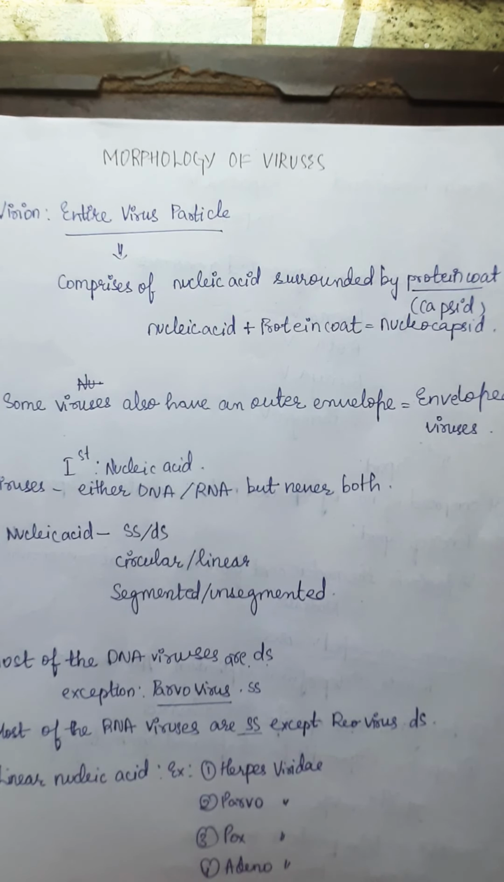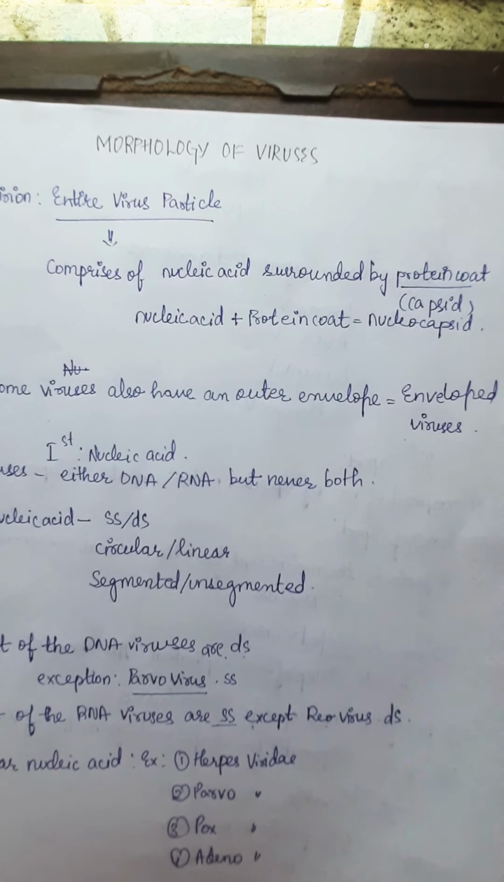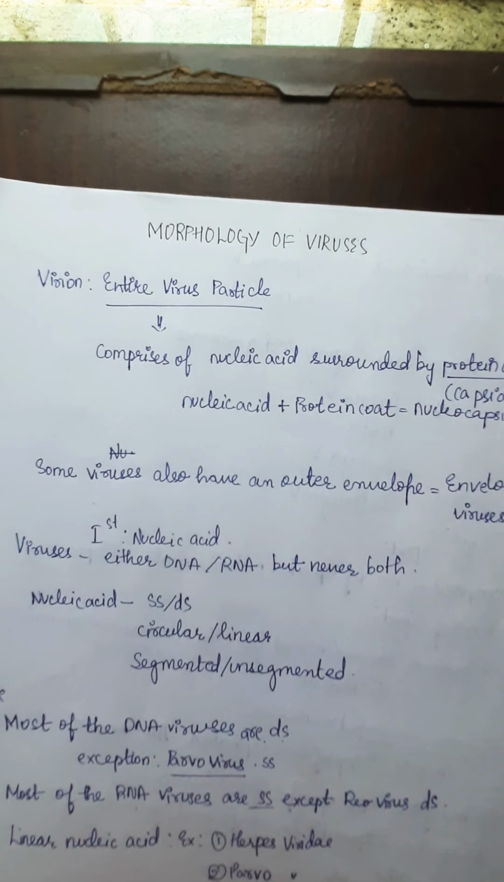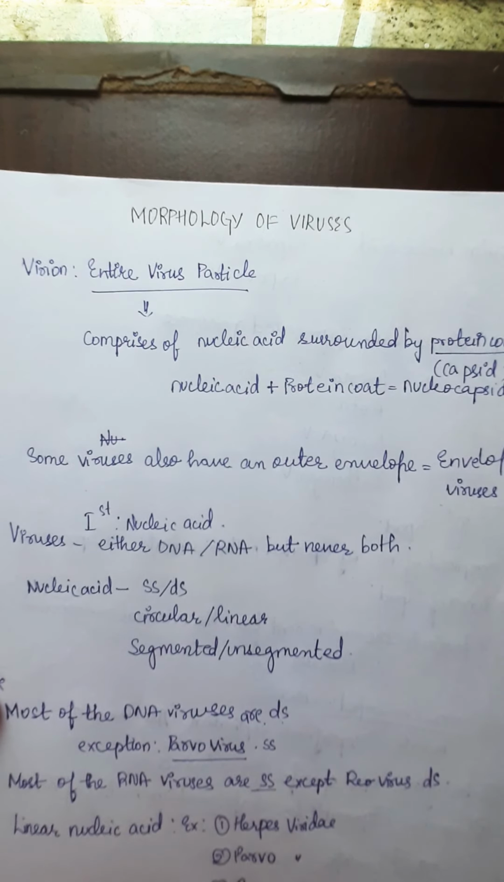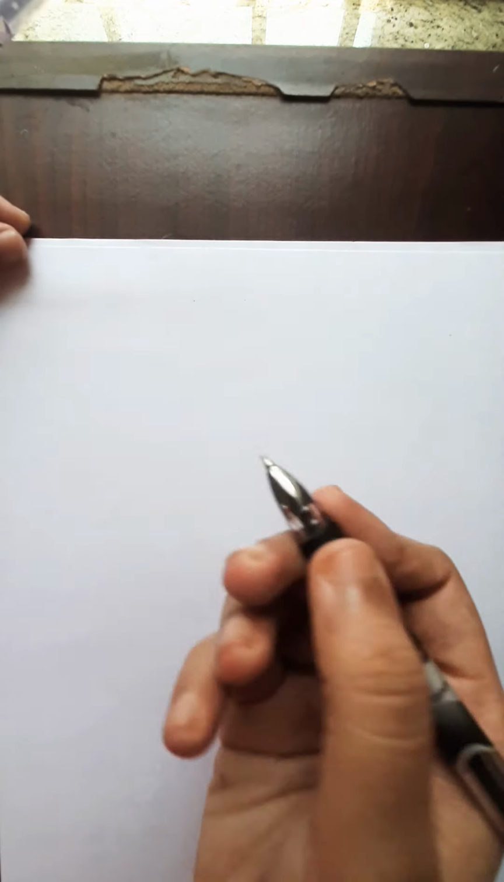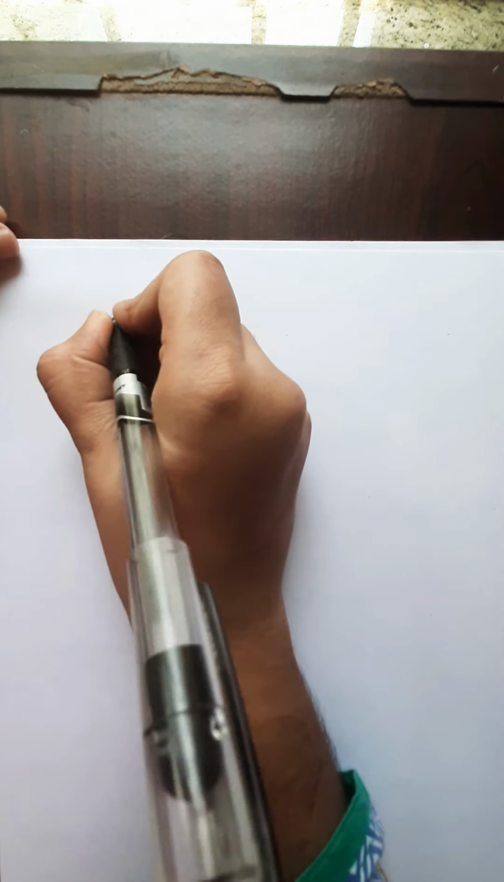In this video, I am going to discuss the continuation about the morphology of viruses. I already discussed in my previous video about the morphology of viruses, in which I discussed the nucleic acid, the protein coat, that is the capsid, and the enveloped viruses. I told you that the capsid is responsible for the shape and the symmetry of viruses. So in this video I am going to discuss the shape of viruses.